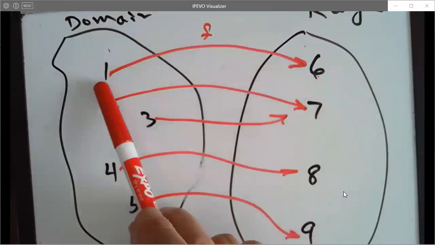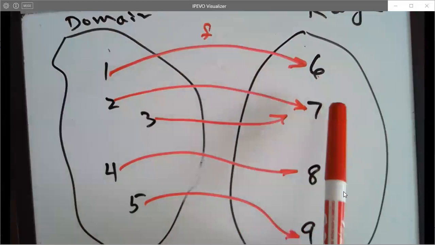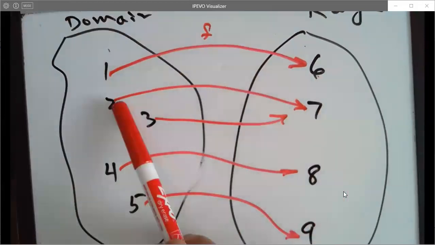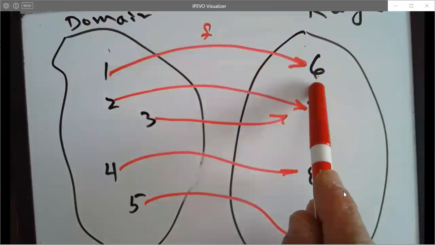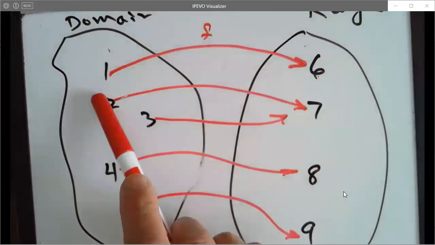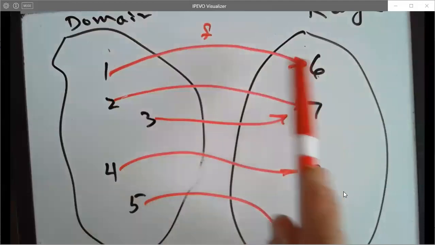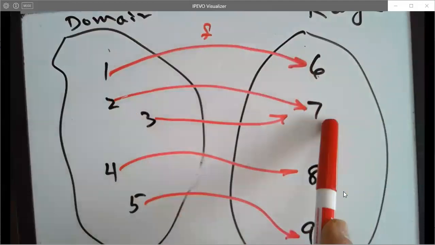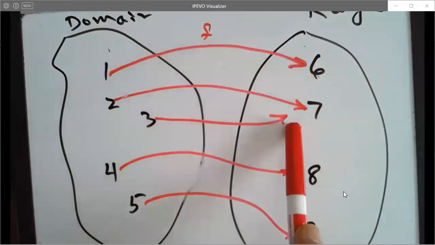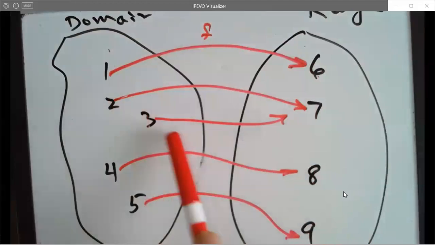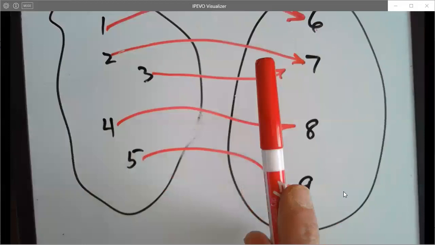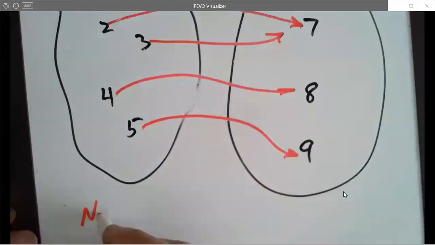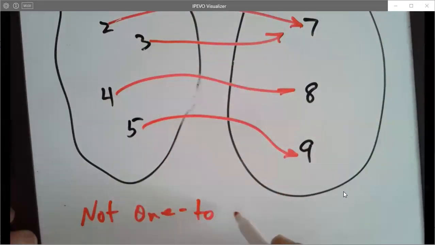In order for it to be 1 to 1, the x values can only have one y, and the y values cannot V out either. So for a 1 to 1, the x can only have one y, and the y can only have one x. The 1 has only one y, that's a 6. The 2 has only 7. And the 3 only has a 7. But the 7 has two x values, 2 and 3. So because of that, this relation is a function, but it's not 1 to 1. So we would classify this as not 1 to 1.